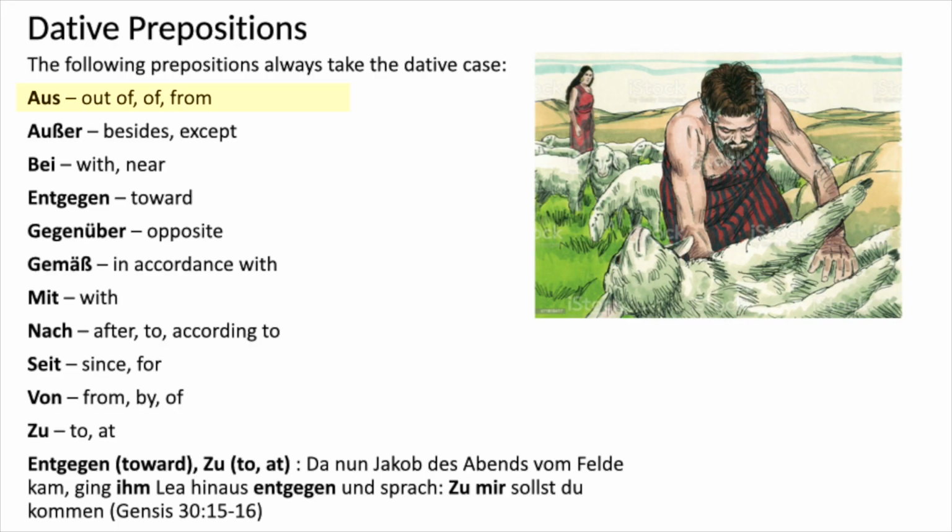The dative prepositions include the following: aus, which is out of or from; außer, which is besides or except; bei, which is with or near; entgegen, which is toward; gegenüber, which is opposite; gemäß, which is in accordance with; mit, which is with; nach, which is after or according to, depending on context; seit, which is since or for; von, which is from, by, or of; and zu, which is to or at.